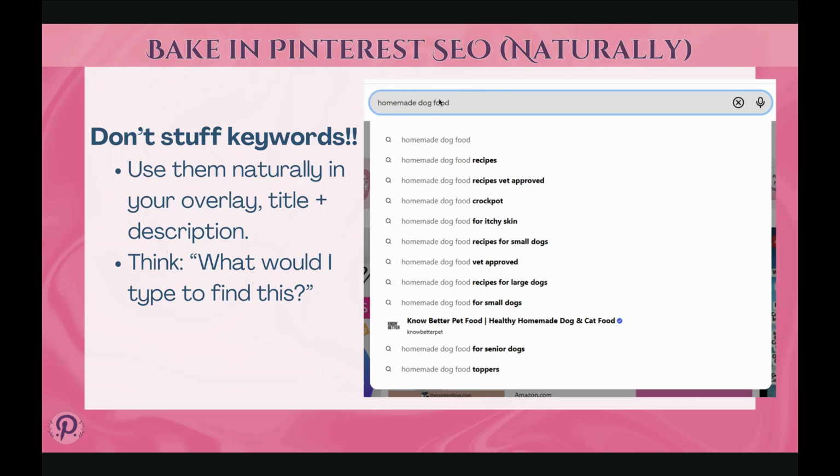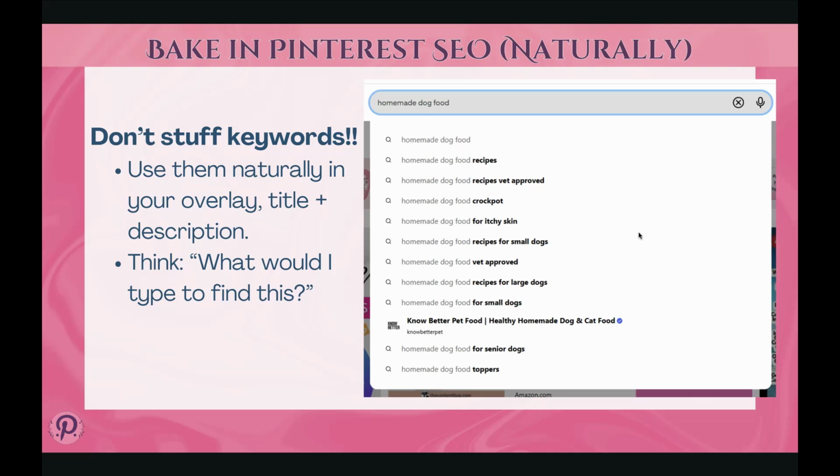In this example, I searched for homemade dog food. And all of these things popped out, right? Homemade dog food recipes, recipes that are vet approved, crock pot for itchy skin, on and on. If I was a keyword stuffer, I would be selecting all of these and dropping them into my title, my pin, my description, my everything, right? I would just be dropping all of these because I want to rank. I want to rank so desperately for homemade dog food, but that's not the way.